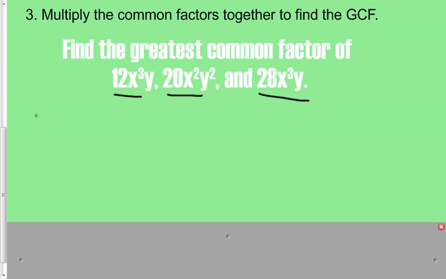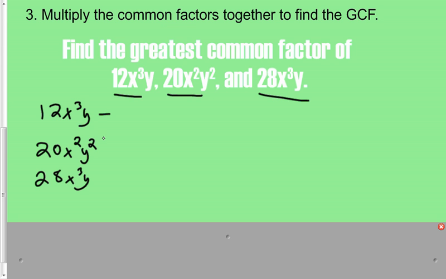So we have 12x to the third power y. We have 20x to the second power y to the second power. And we have 28x cubed y. So let's break each of these down. First one, prime factors of 12, we do have 2 times 2 times 3, I believe. And then we have times x times x times x times y.